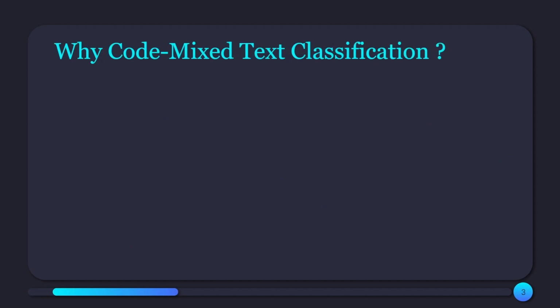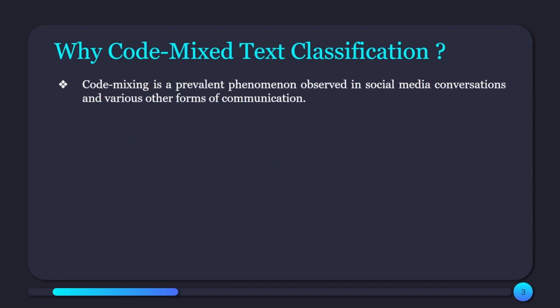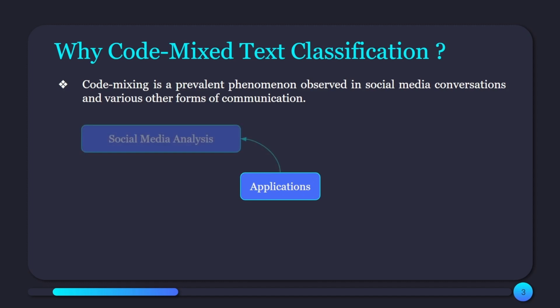Let's look at why code mixed text classification is useful. Code mixing is commonly observed in social media conversations and various other forms of communication. Code mixed text classification has several practical applications. Researchers and organizations can gain valuable insights into user sentiment and behavior across different languages.